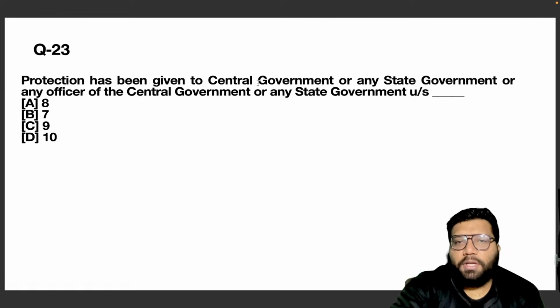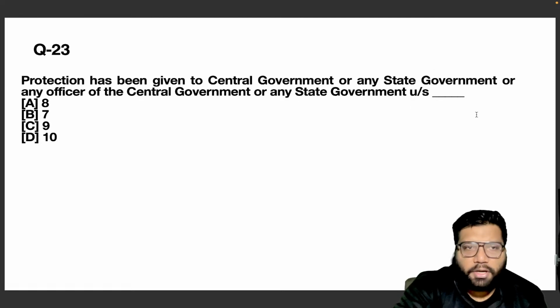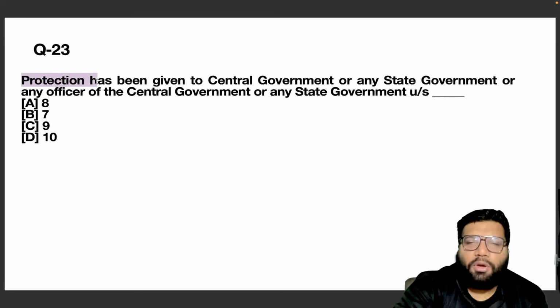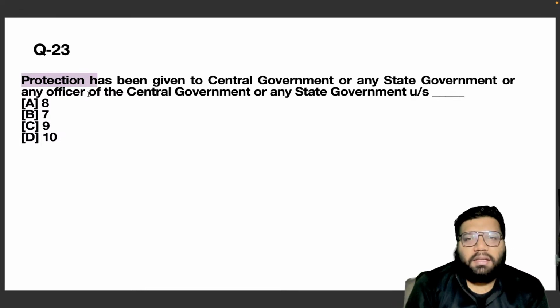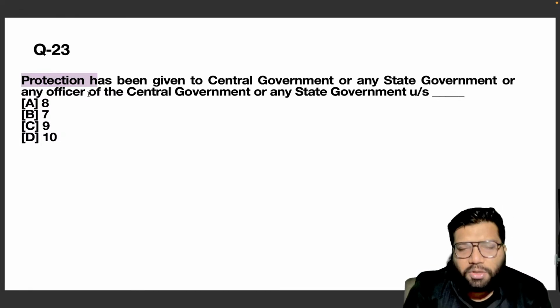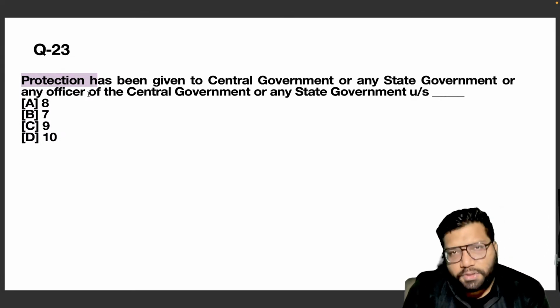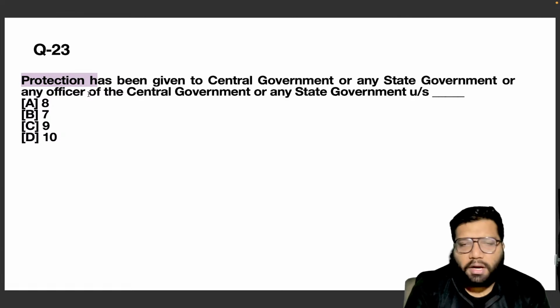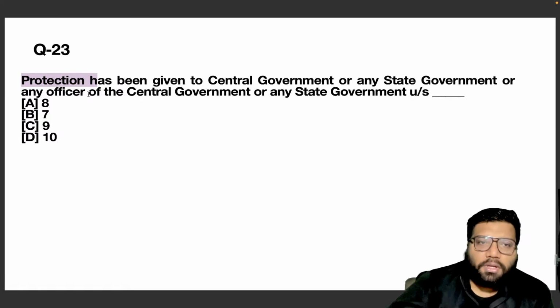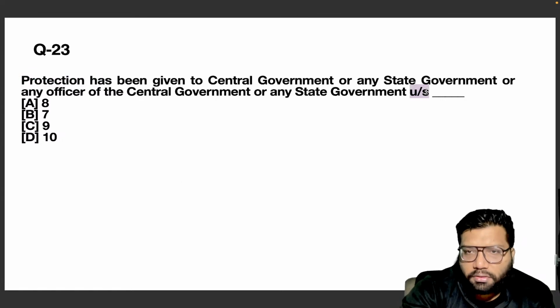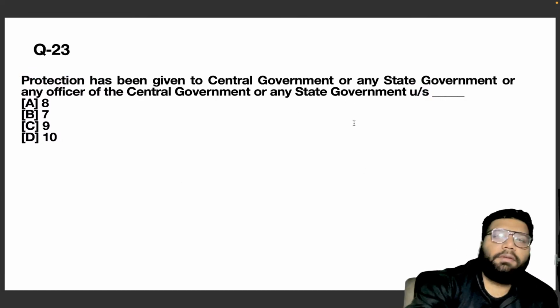Protection has been given to the central government or any state government or any officer of the central government or any state government under which section? So this is basically if you are doing your job and in good faith you have committed any mistake, you will be protected from any legal proceedings, whether it is criminal proceedings or a lawful suit. Under which of the following sections will that protection be given?